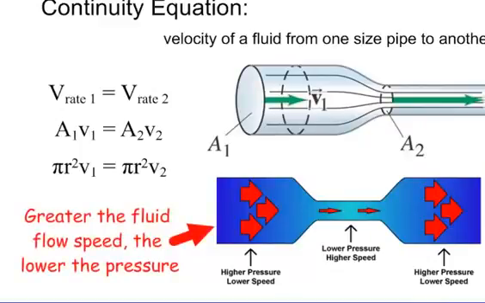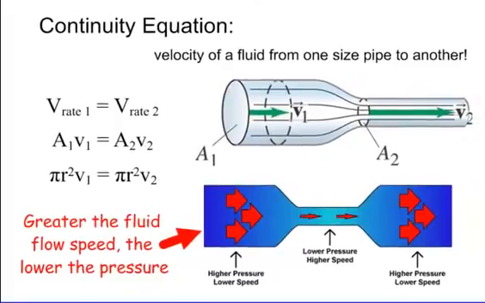You take a look at this picture right here. You can see what happens to the pressure when we have a faster speed: the pressure gets lowered. This is what happens in a hurricane. When the speed gets faster and faster, the atmospheric pressure actually gets lower and lower because the particles are being pushed out faster and faster. So greater fluid flow speed means lower pressure.